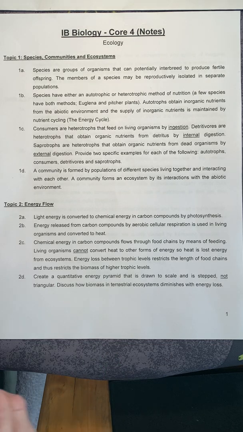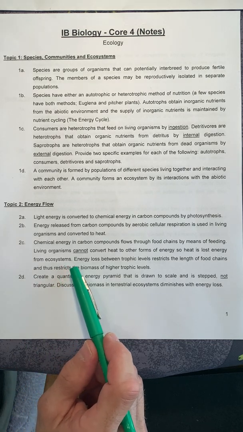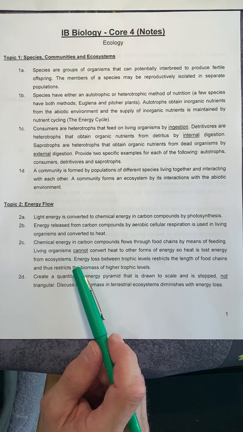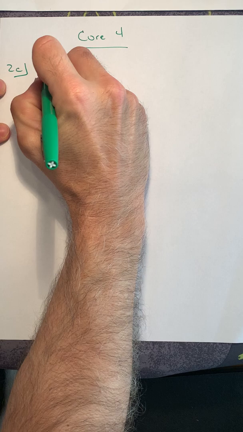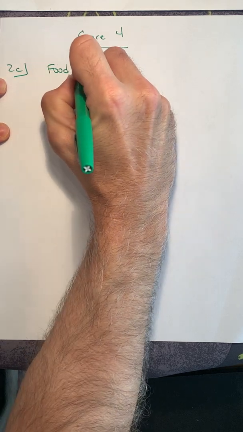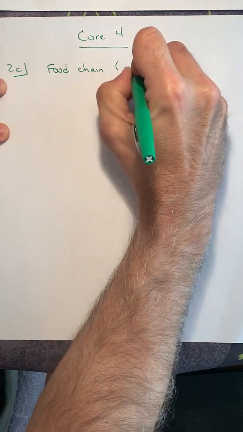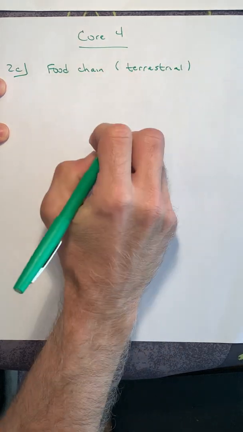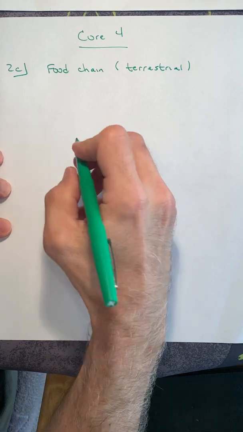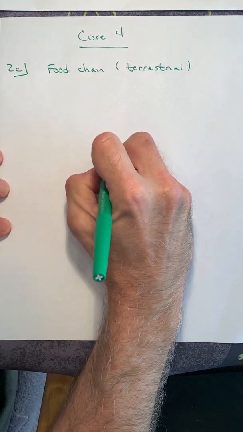So what I need you to do on 2C is create a food chain. In fact, let's create a couple of them. Whatever you want to use as your organisms is fine. Please use real organisms. Let's not do unicorns. Unicorns are cool, but let's actually apply this. So on 2C, create a terrestrial food chain, on the land.